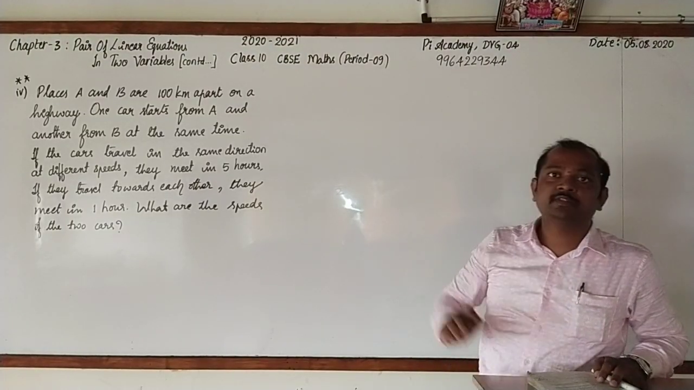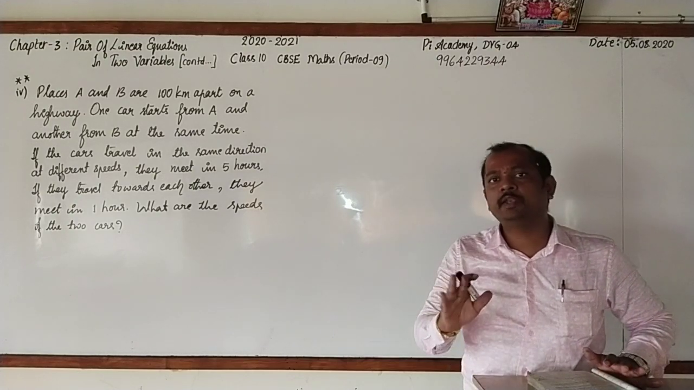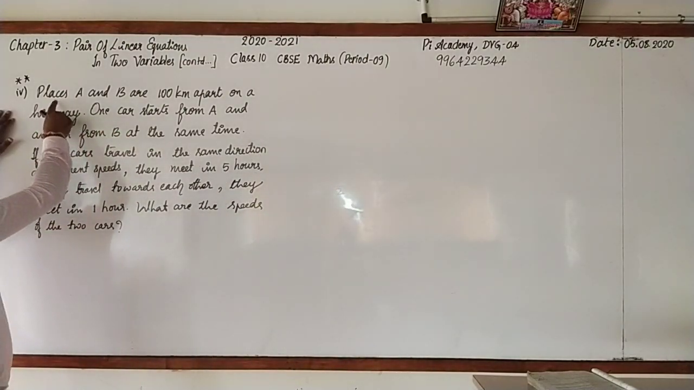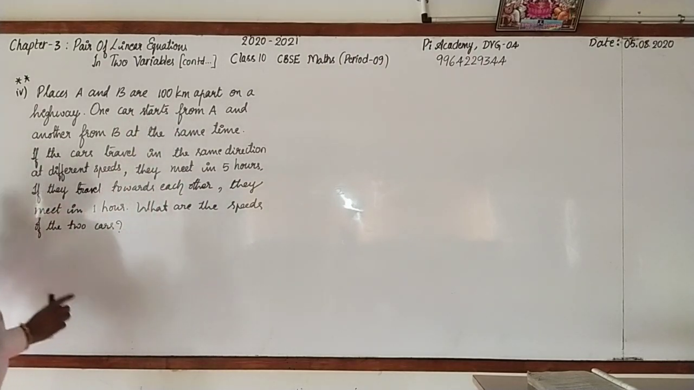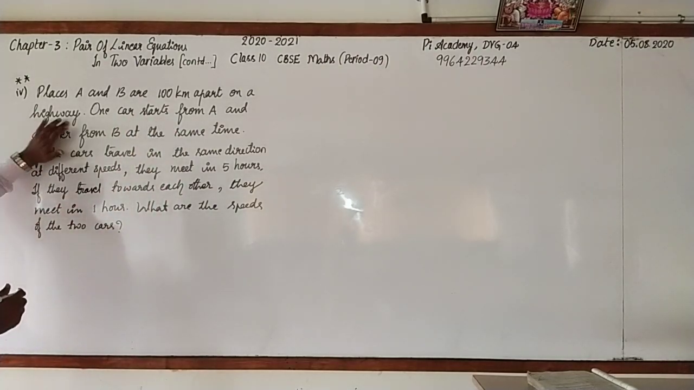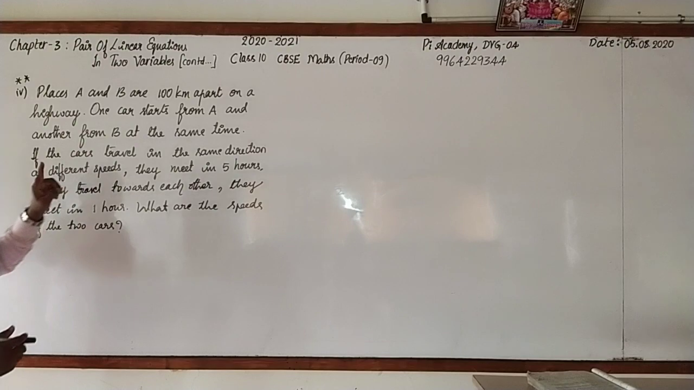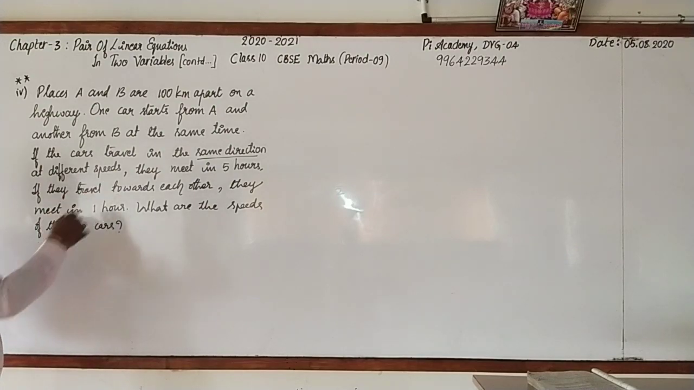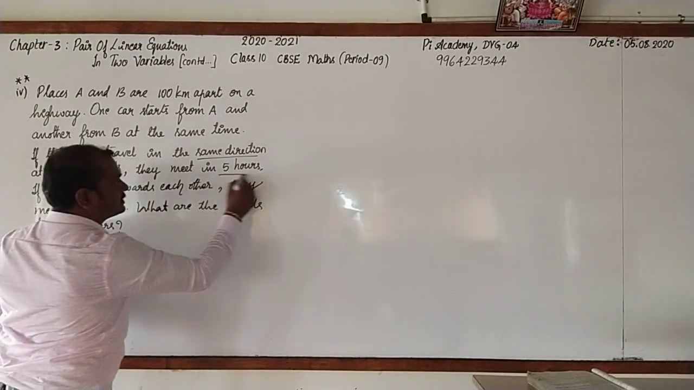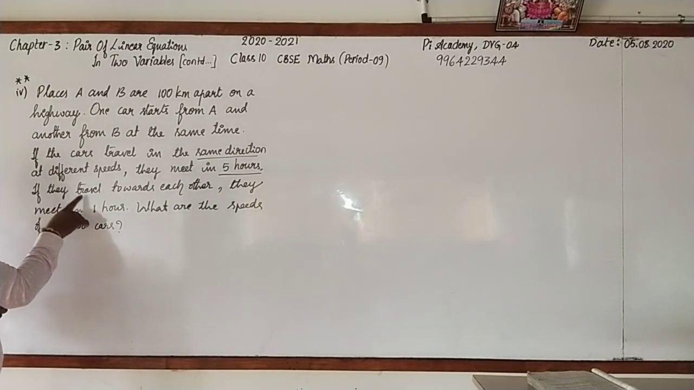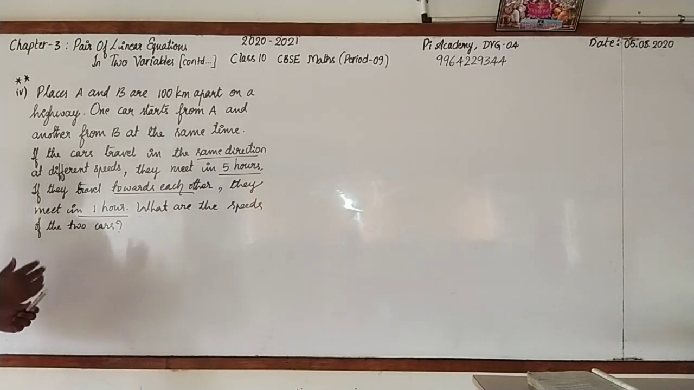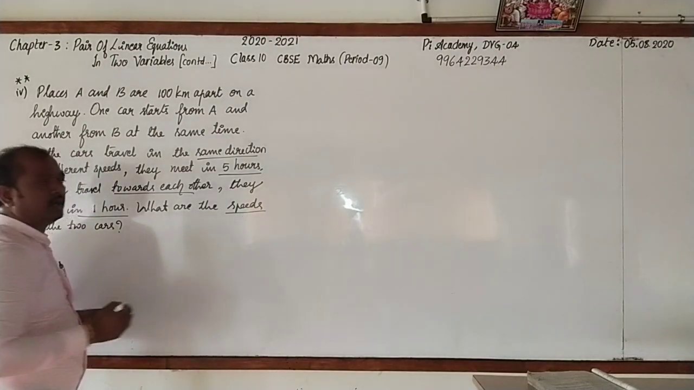Dear students, please go through the fourth statement. This is very important from the examination point of view. Go through this. Places A and B are 100 km apart on a highway. One car starts from A and another from B at the same time. If the cars travel in the same direction at different speeds, they meet in 5 hours. Second case, if they travel towards each other, they meet in 1 hour only. Then what are the speeds of the 2 cars?